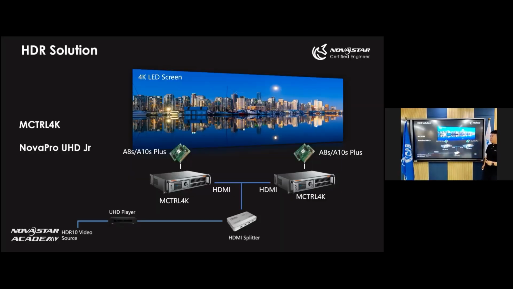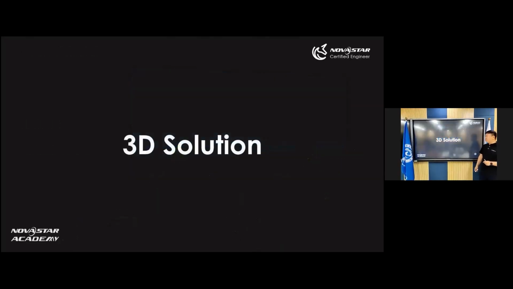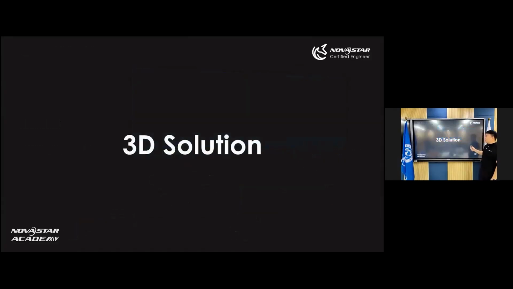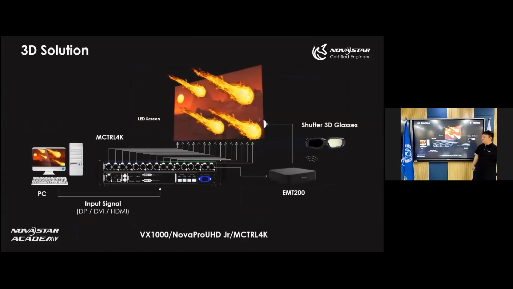So this is about the HDR solution. Now let's talk about the 3D solution. For 3D we have a basic structure like this. The video source comes from the control PC, then is provided to the MCTRL 4K. The MCTRL 4K loads the screen, and we also need an EMT200. It will give out the signal to the shutter 3D glasses.